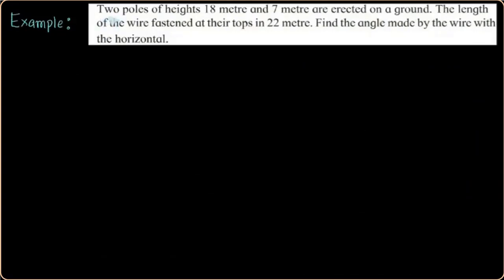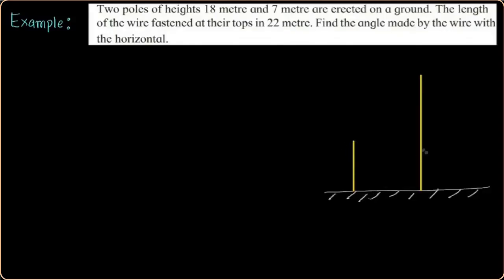Now if you read the question here, two poles of height 18 meters and 7 meters are erected on the ground. So we have two poles, one having height 18 meters and the second having 7 meters, erected on the ground. The length of the wire fastened at their tops is 22 meters. So their tops are connected with the help of a wire, and the length of the wire is 22 meters. Find the angle made by the wire with the horizontal. So let's see how it looks.